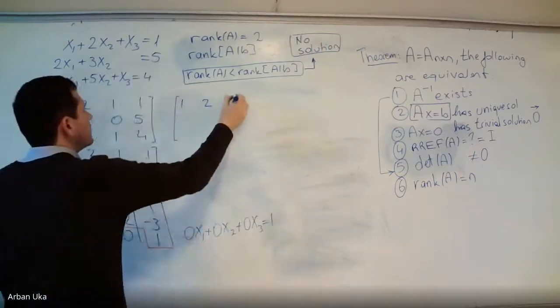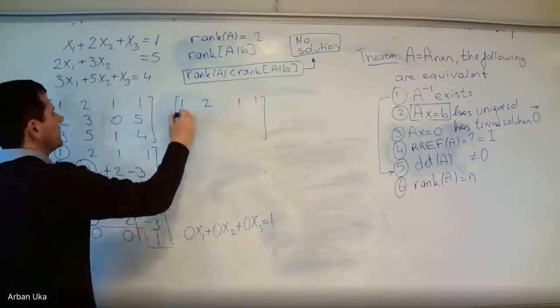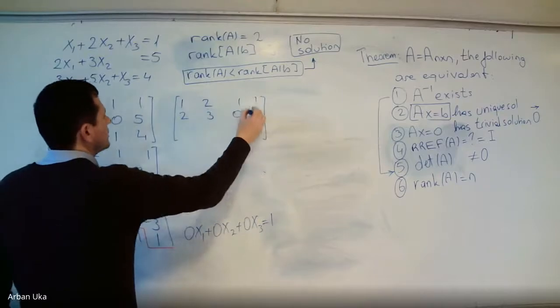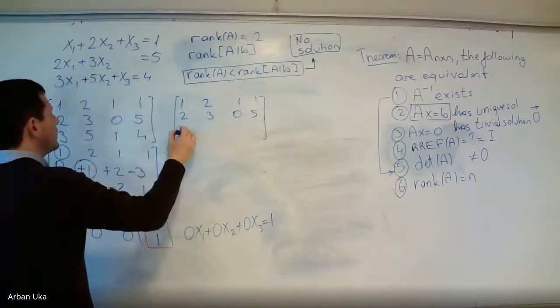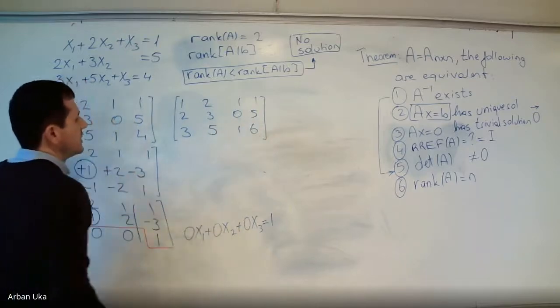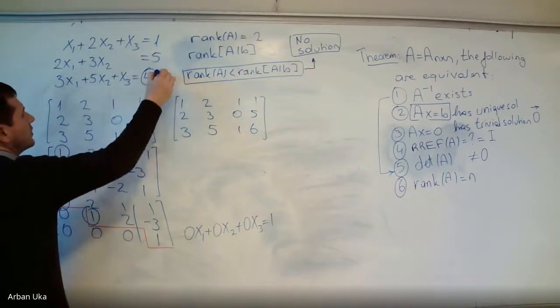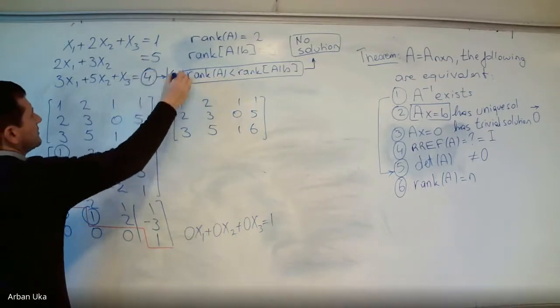So we have 1, 2, 1, 1, and we have 2, 3, 0, 5, 2, 3, 0, 5, and 3, 5, 1, 4, 3, 5, 1, 6. Okay, let's make it 6. Everything is the same. We just change this 4 into 6.